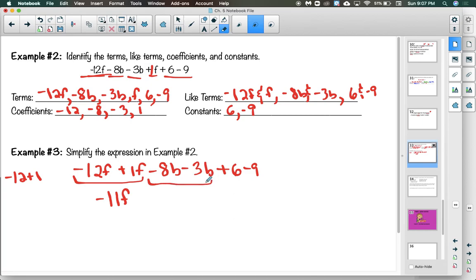Next, we can do the b terms, negative 8b minus 3b. We're going to add a line, change the sign. Negative 8b plus negative 3b is negative 11b. And last but not least, positive 6 minus 9. We're going to add a line, change the sign, and we get negative 3. And this is as simplified as we can go because we do not have any like terms. So you know you're finished when you have no more like terms to add or subtract together.